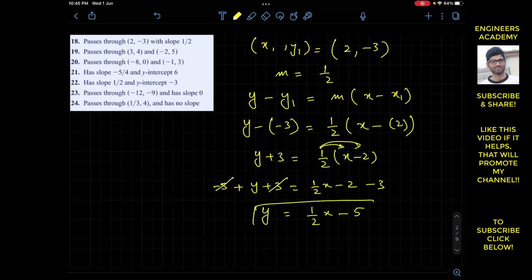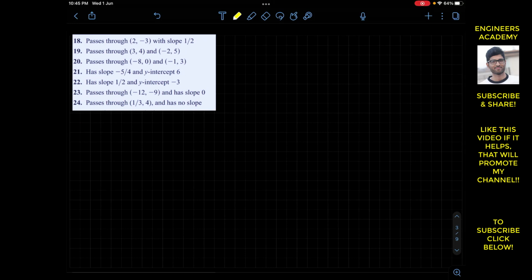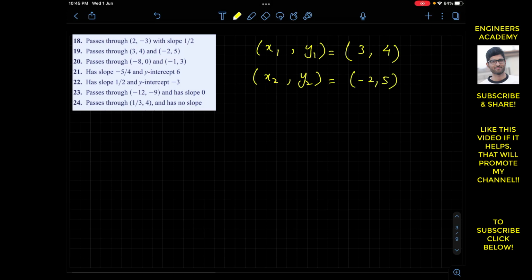So this is the equation of the straight line which passes through this point and has a slope of 1 divided by 2. Now the next problem is problem 19, which says: find the equation of the line which passes through (3, 4) and (-2, 5). So we are given 2 points. Let's say the first point is (x1, y1), which is (3, 4), and the second point is (x2, y2), which is (-2, 5). Now we are given 2 points, so we can use the point slope equation.